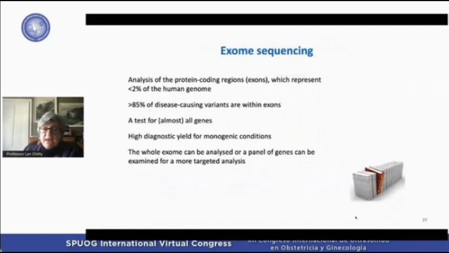at the moment. Exome sequencing is analysis of the protein coding regions, or the exons, which represent less than 2% of the human genome, but they contain more than 85% of the disease-causing variants. So an exome test, exome sequencing, is therefore a test for almost all genes, and it has a higher diagnostic yield for monogenic conditions. The whole exome, and then if you do the sequencing, you can then analyse the sequencing as a whole, or you can apply a panel of genes to be examined for a more targeted analysis.